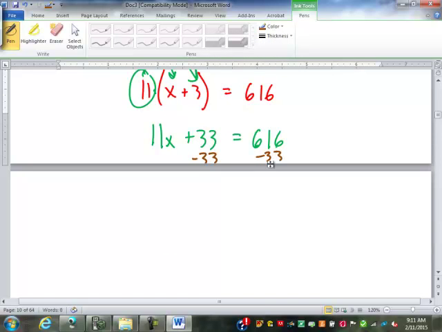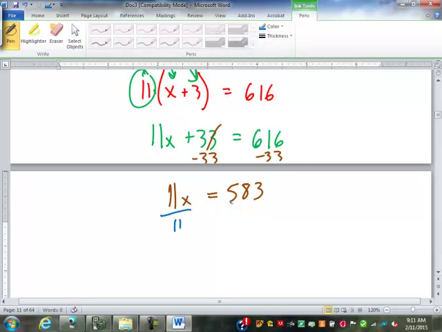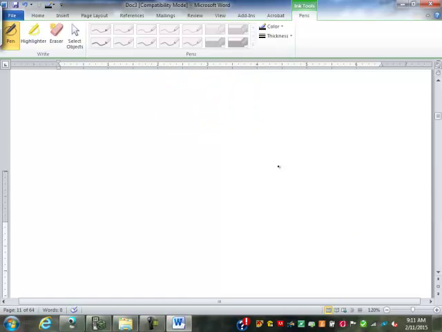We'll subtract 33. 11x equals 583. And then divide by 11, x equals 53. Questions? Will you do another one of them? Sure, I'll do another of each of these probably. Or two.